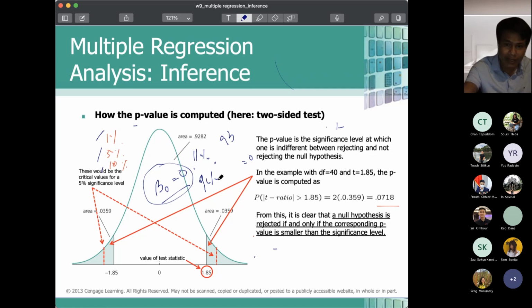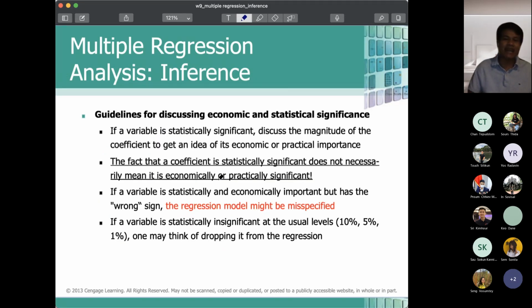Right, we move next. Here is some guideline before discussing or interpreting your regression result. Previously, when you interpret your result, you just interpret your coefficient. From now, when you interpret your result, you either have to base on t or p value first. The best way is to look at p value first. All right. So here is the guideline for discussing economic and statistical significance.